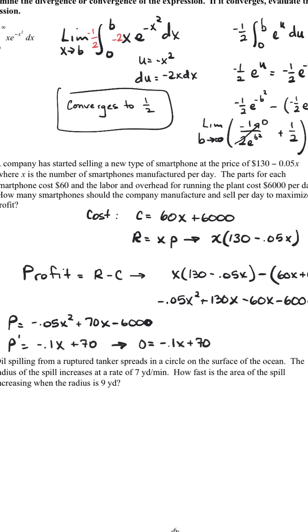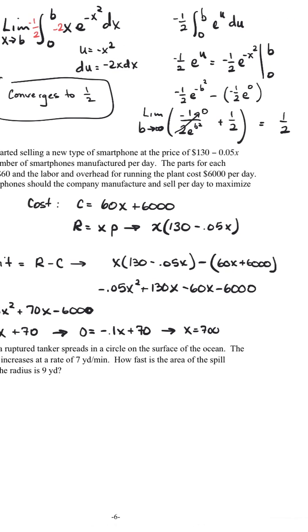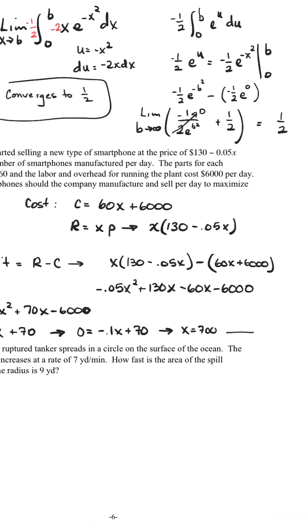So we're going to subtract 70 and then divide 70 by 0.1. That's going to give us 700. So x equals 700. Now we need to prove that that's a maximum value.